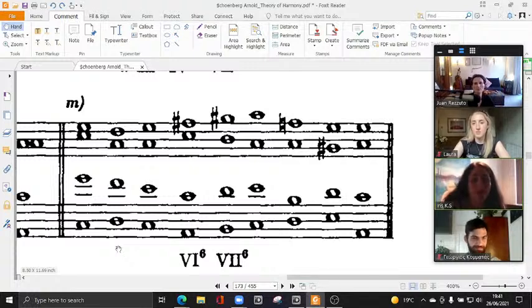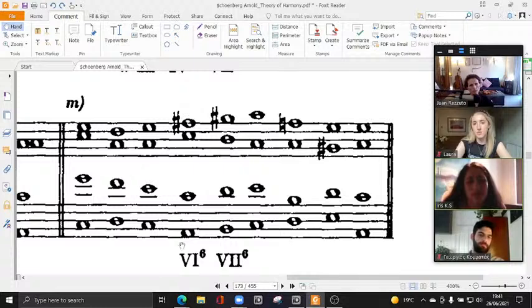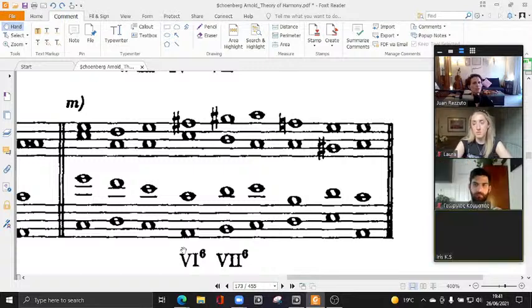Let's see. Going from C major to A minor again. Until the third chord, everything's fine. But then we have that F sharp, G sharp, A. Which type of chord is this chord? Major, minor, diminished, augmented?